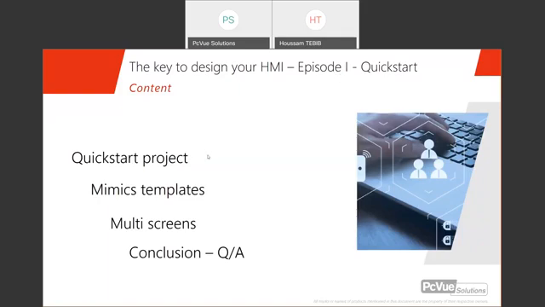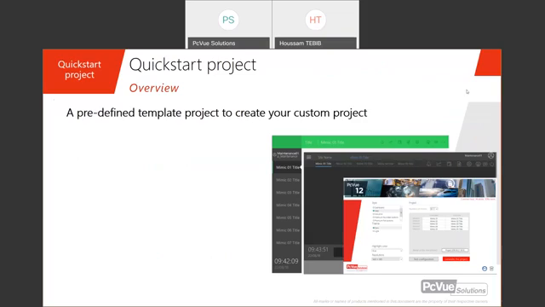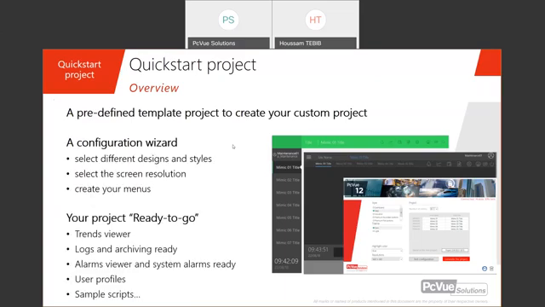So let's start with the Quick Start project. When you install PcVue, it comes with a predefined project, the Quick Start project, which can be used to help you to create a project. There's a configuration wizard to allow you to select different designs and styles, the screen resolution, and to create some of your menu.